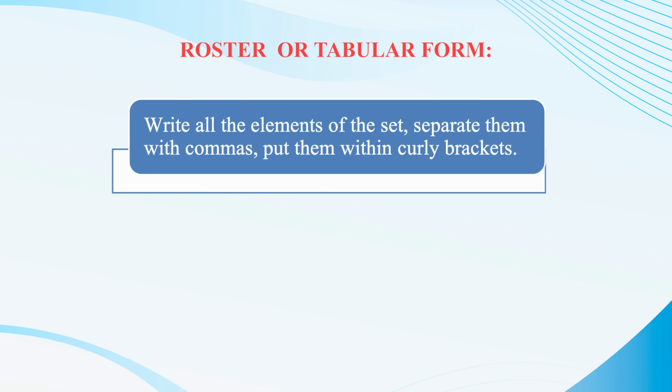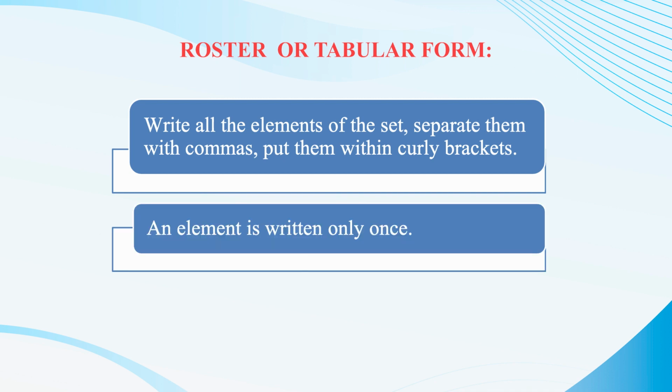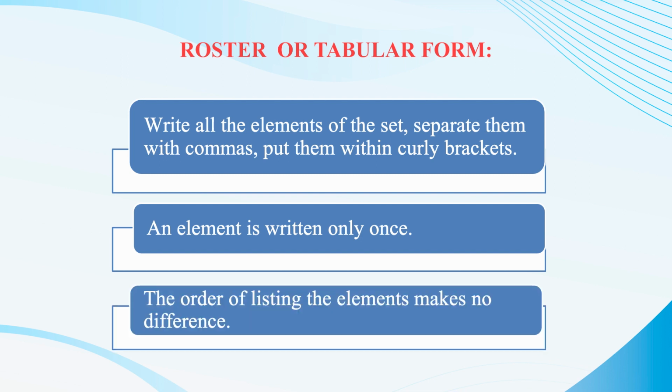So, we have learnt these 3 points in roster form. First, write all the elements of the set, separate them with commas, and put them within curly brackets. Number 2, an element is written only once. Number 3, the order of listing the elements makes no difference.